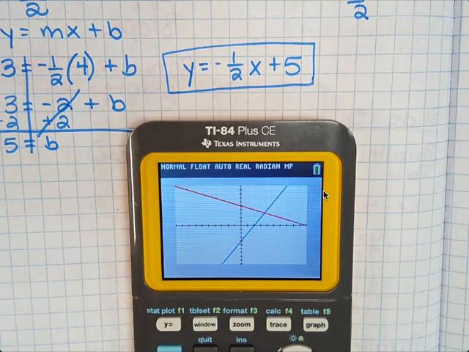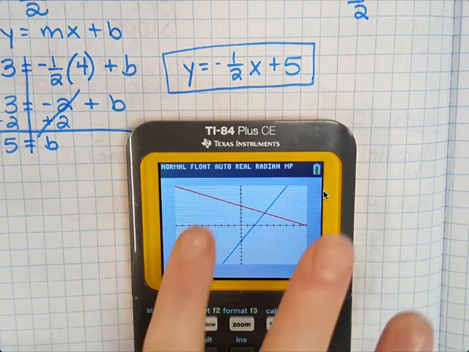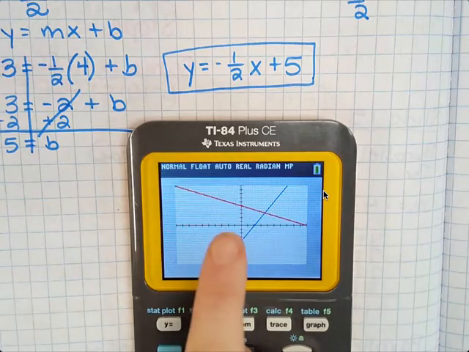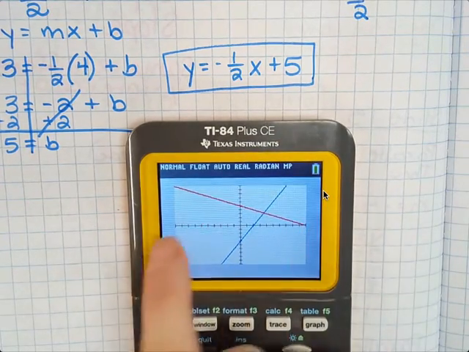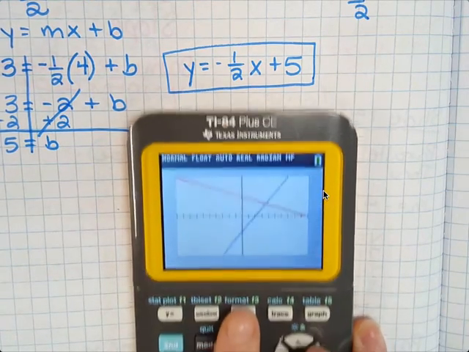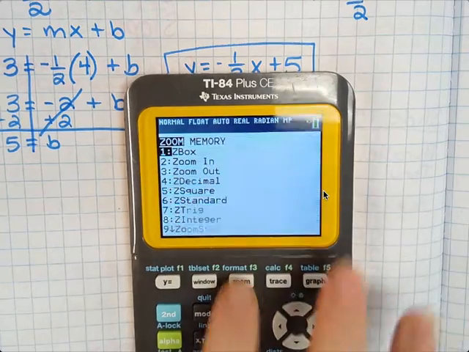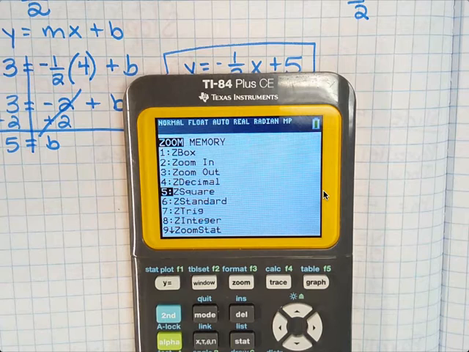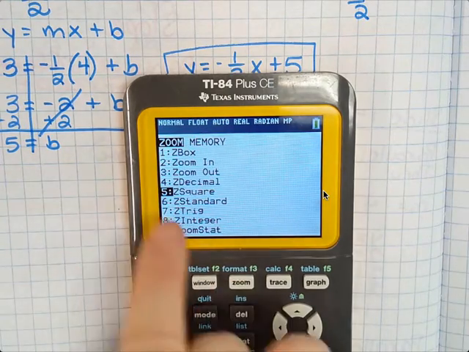Okay, does that look parallel? Yes. No, it doesn't look like a right angle. It doesn't look like a T. It looks more like an X. So the thing is, these are not proportionate. Like the X-axis and the Y-axis aren't proportionate. So what you have to do is you have to hit zoom. We have to change how it looks. So hit zoom. And I want it to be a square so that it's all squared up. Once you make the graph a square, then it looks like a right angle. So hit zoom and then go to 5.